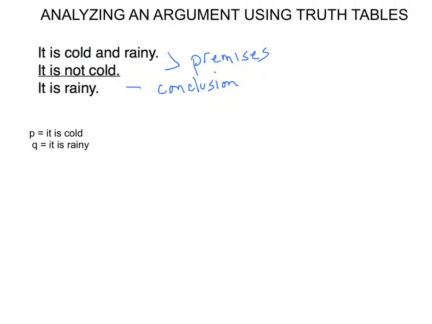So what we can do at this point is we can go ahead and rewrite our argument using our letters and our symbols instead of using words. So we have, it is cold and rainy, which looks like P and Q. That's our first premise. It is not cold, which looks like not P. Therefore, it is rainy, which is Q.